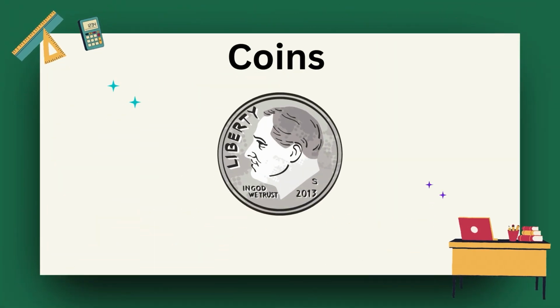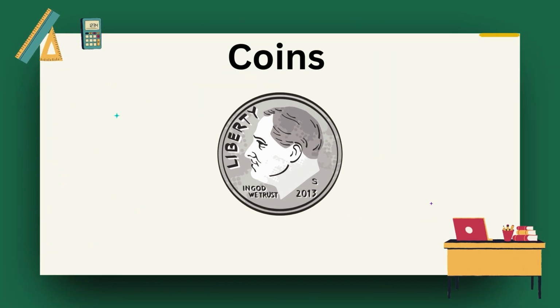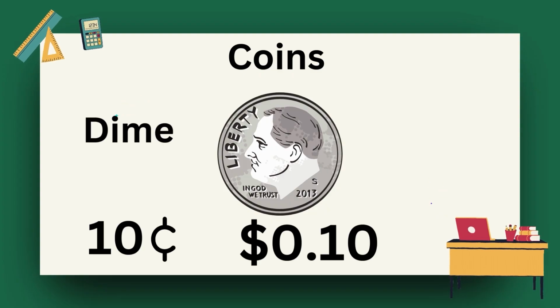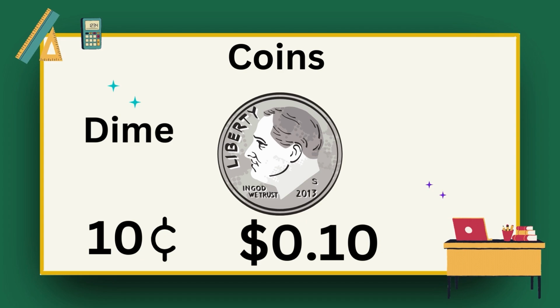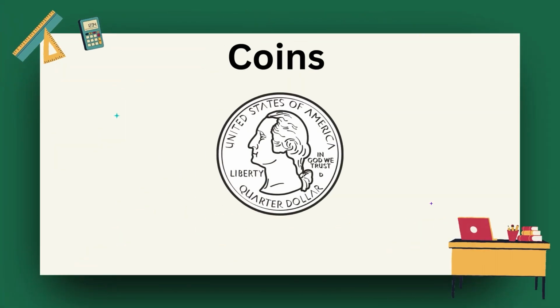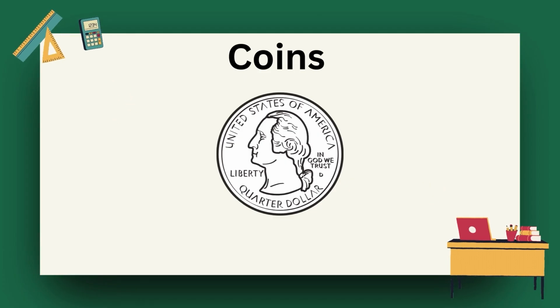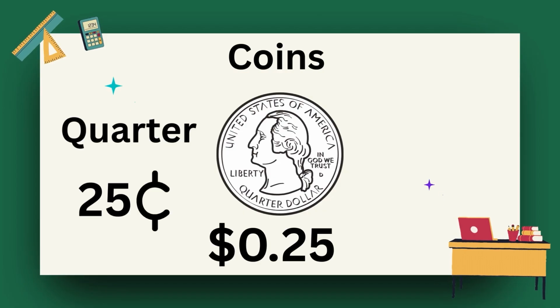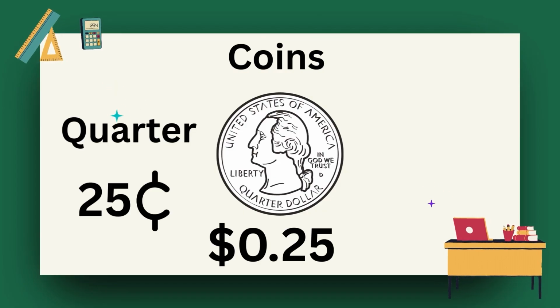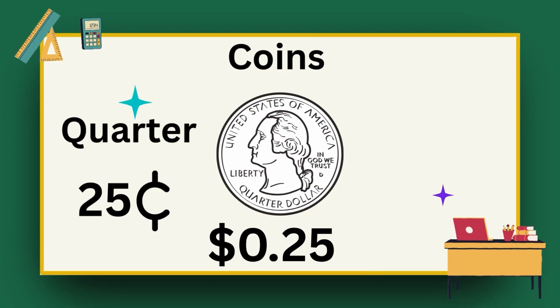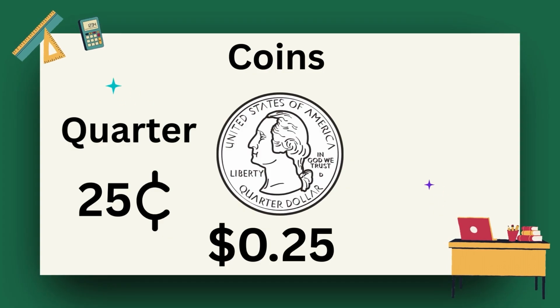Okay, what about this next coin? All right, some of you said it's a dime. You're right, and it's worth 10 cents. It can be written with a cent sign or a dollar sign also. All right, and then here's our last coin we're going to be looking at. What is this one? Okay, you got it. It's a quarter, and it's worth 25 cents, and it can be written with a cent sign like this or a dollar sign like that.